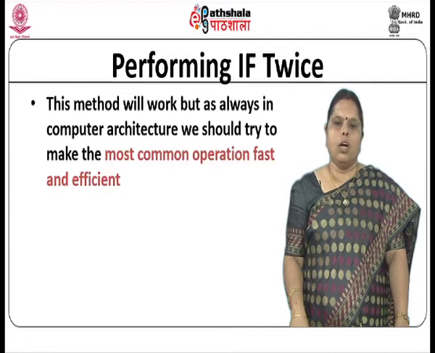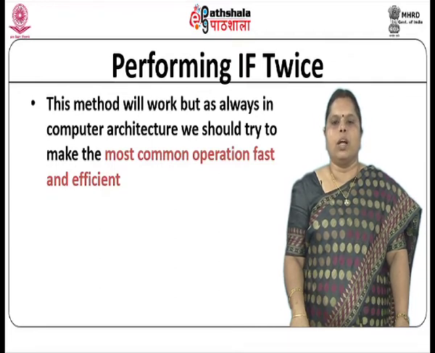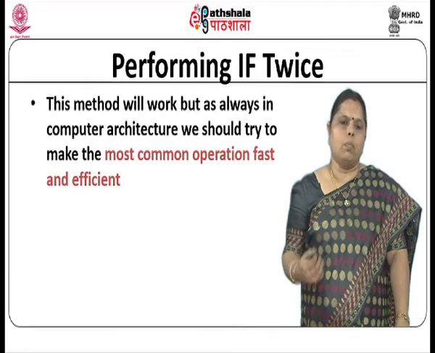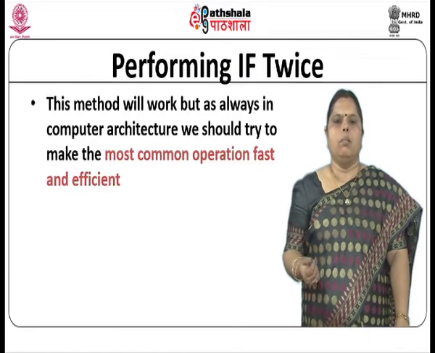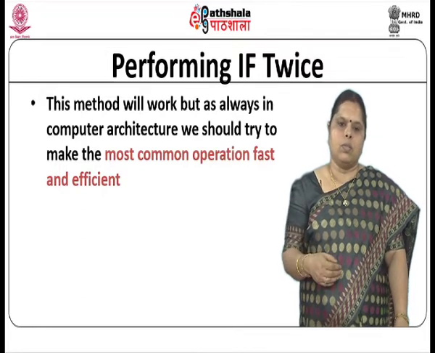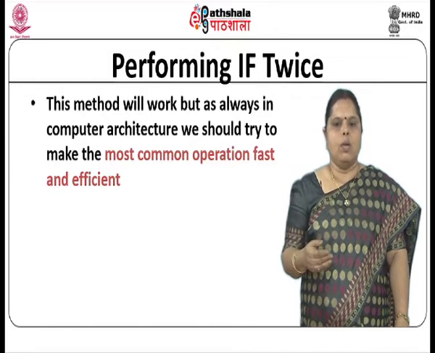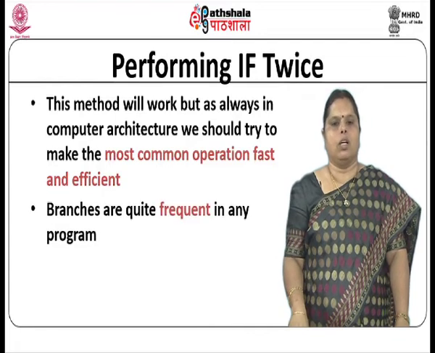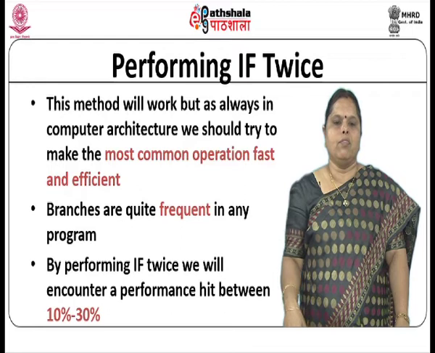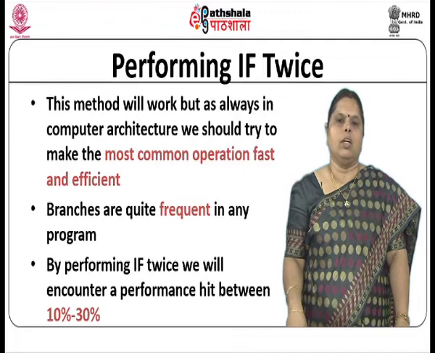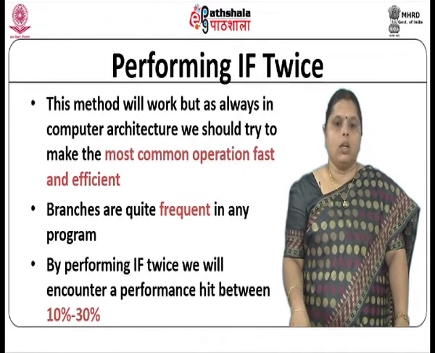So this method will work fine, but as always in computer architecture, we are violating the basic thumb rule: make the common operation fast and effective. One of the most important thumb rules in computer architecture is make the common case fast. Branches are really common cases, because 30% of your instructions are branches, but still we are not making them fast and efficient. So that violates the basic principle of computer architecture. By performing the instruction fetch twice, we incur a performance loss of about 10 to 30%, which is definitely not acceptable. So we will have to look at other solutions.